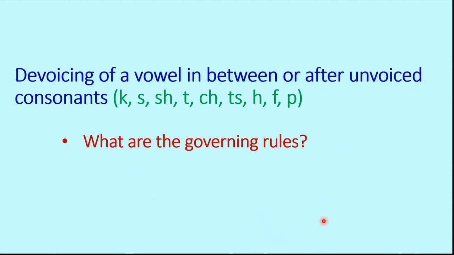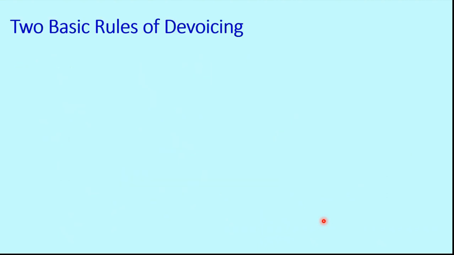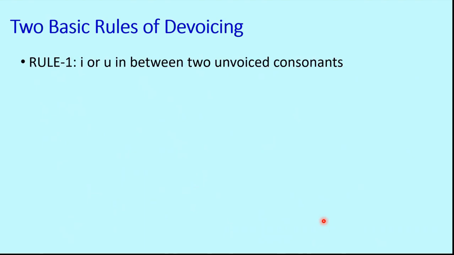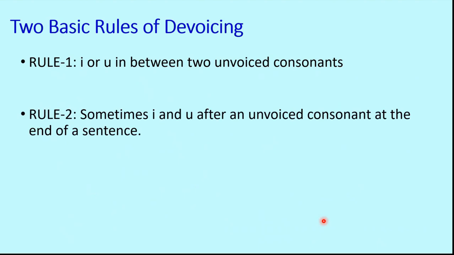So what are the governing rules for devoicing, and are there any exceptions? As we just mentioned, there are rules, and there are exceptions. We begin with the two basic rules of devoicing. The first rule is E or U in between two unvoiced consonants. The second rule is sometimes E or U after an unvoiced consonant at the end of a sentence.